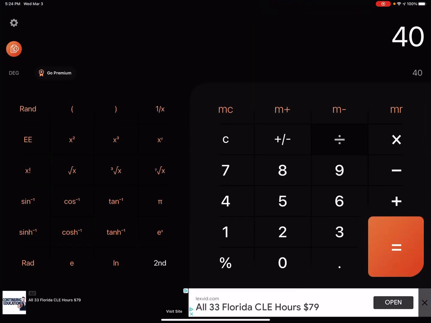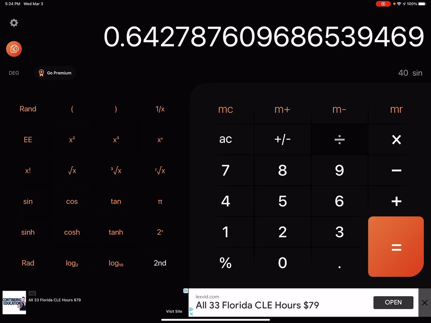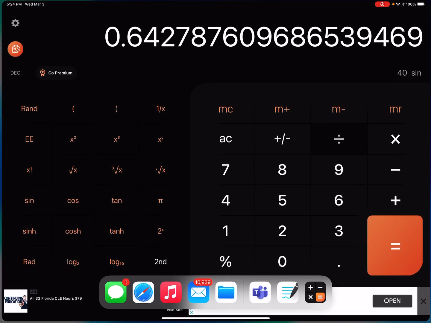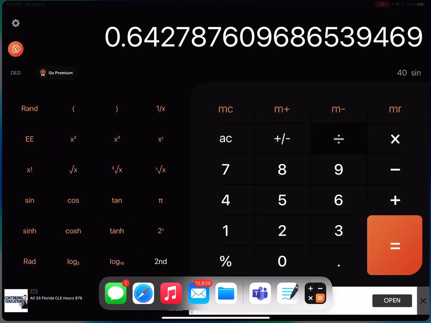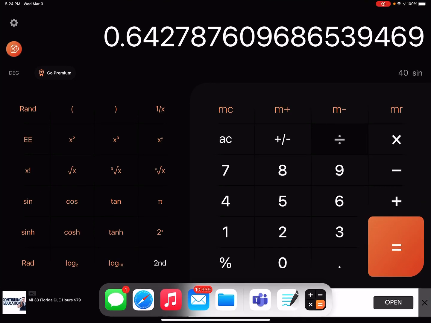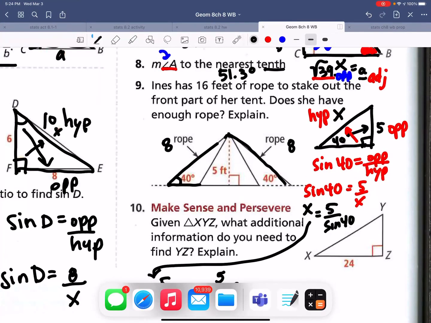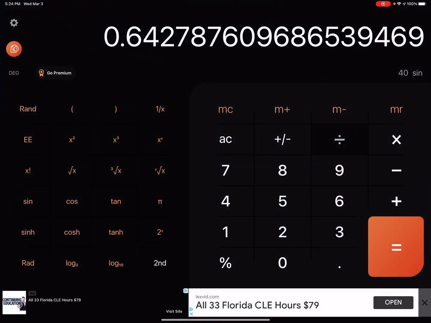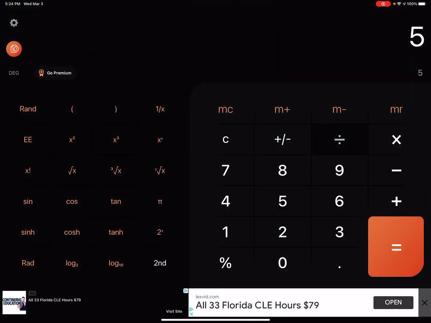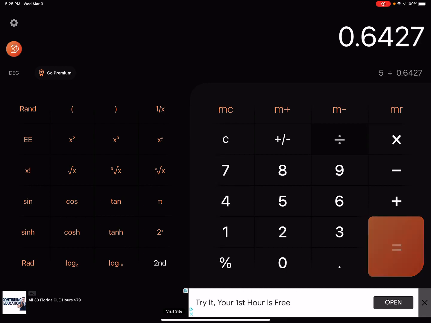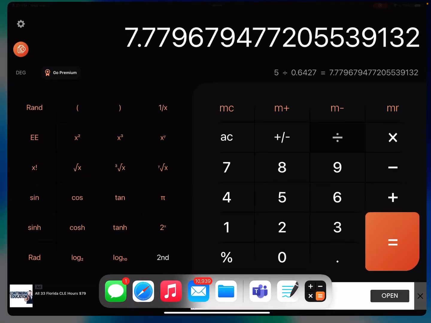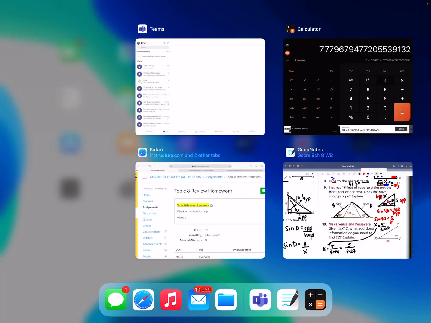Okay, so the sine of 40 is 0.6427. And I want to divide 5 by that. 0.6427. So 5 divided by 0.6427. Okay, so I get 7.779.